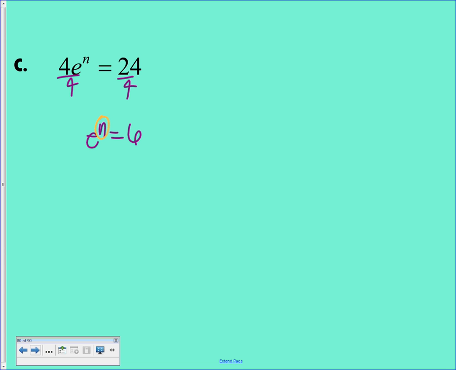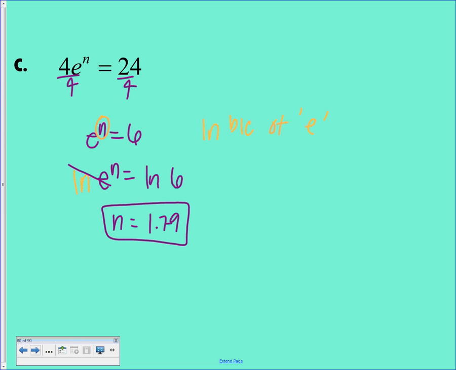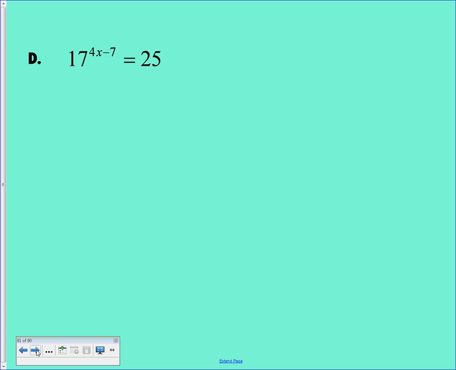Now last time we logged it. If we have an e, we should, you got it. This time we're going to ln each side. Okay, so ln because of the e. So now I've got ln of e to the n equals ln of 6. Well, ln of 6 is a button on my calculator. So that's going to give me 1.79. Okay, ln and e on the left-hand side cancel, so I just get n to equal 1.79. Well, that's pretty nice. Okay, let's see if I can trick you.